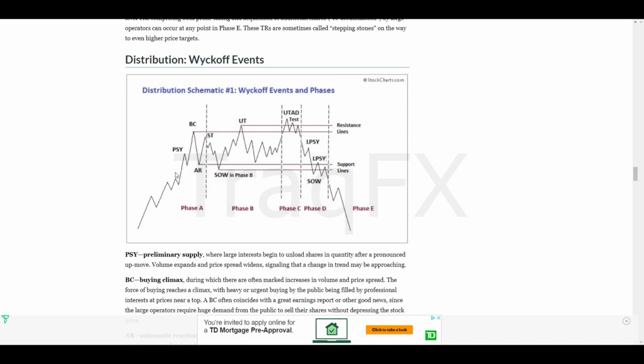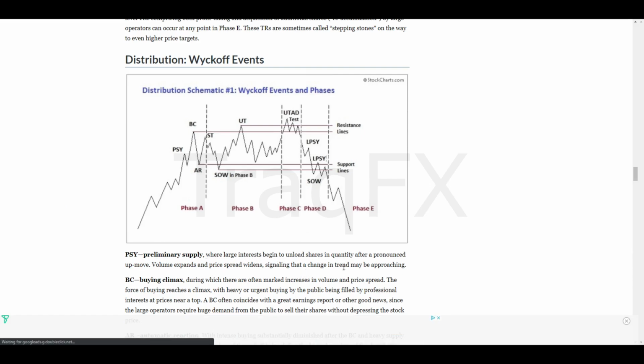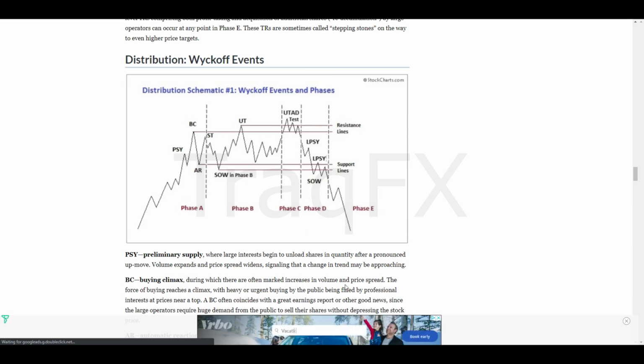Right over here, we can see that we have our PSY, which is the opposite of the preliminary support. It's preliminary supply. This is where large interest begins to unload shares in quantity after a pronounced up move. Volume expands and price spread widens, signaling that a change in trend may be approaching. So basically, it's the last area where people buy, when buying is finishing.